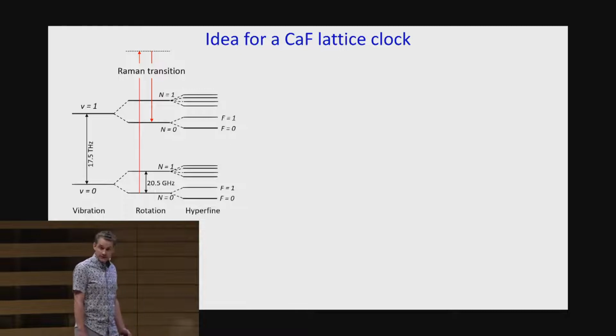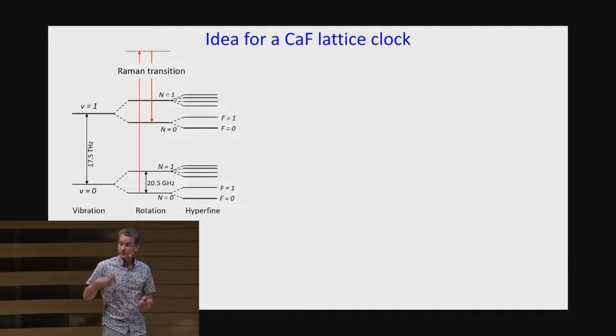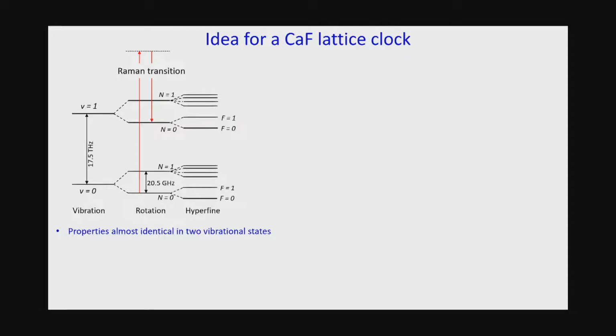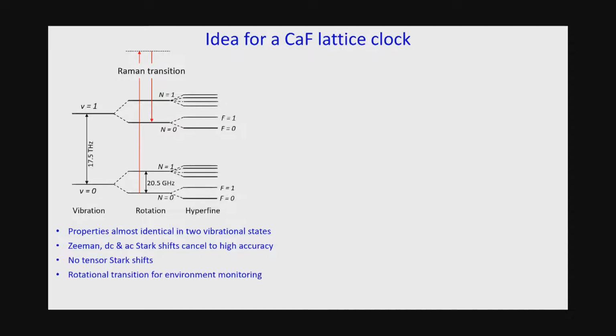And we think it potentially makes a very good clock, because if all you do to the molecule is change the vibrational state, then hardly anything about the molecule changes. The properties of the 2 vibrational states are almost identical. And so, in particular, the Zeeman shifts and the DC Stark shifts and the AC Stark shifts are almost identical in the 2 vibrational states. By contrast, the rotational transitions are sensitive to all of these things and so could be used to measure the electric fields and the magnetic fields and the lattice intensity and so on.